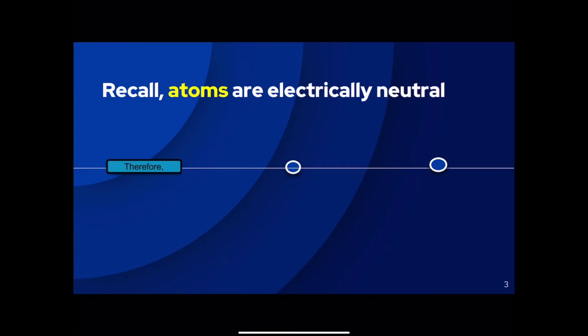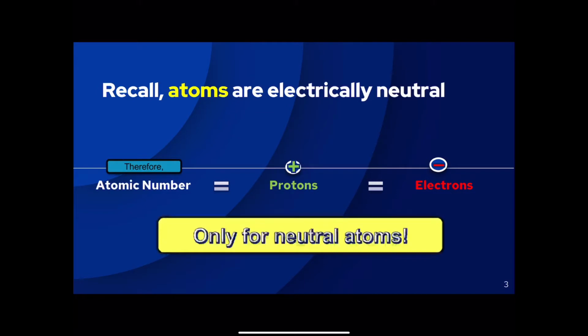So remember, atoms are electrically neutral. Therefore, the atomic number not only equals the number of positively charged protons, but it also equals the negatively charged electrons. This is only true for neutral atoms. So for instance, if you had an atom with 4 protons, then it would also have 4 electrons. The positive 4 and the negative 4 would cancel one another out, resulting in a neutral state.